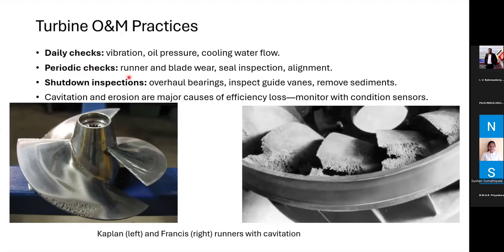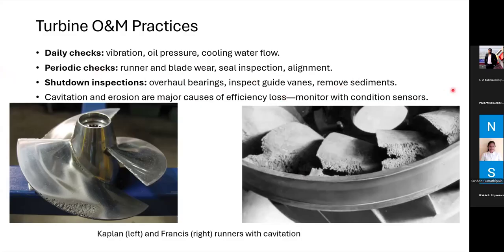And periodically, the power plant maintenance should look at the runner and blade wear, seal inspections, and alignment to see how they are performing. It's not that much time-consuming work. For the hydro turbine, this can be done relatively easily with a small opening inspection. You can do these inspections, and there are inspections where you need to shut down the power plant, like overhauling bearings, inspecting guide vanes, and removing sediments.